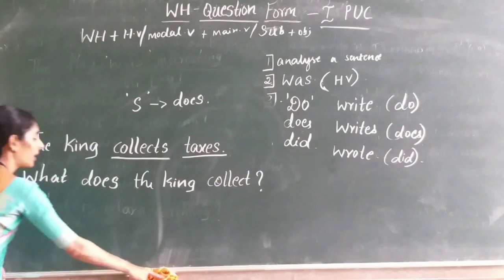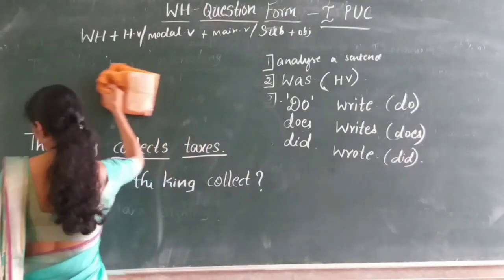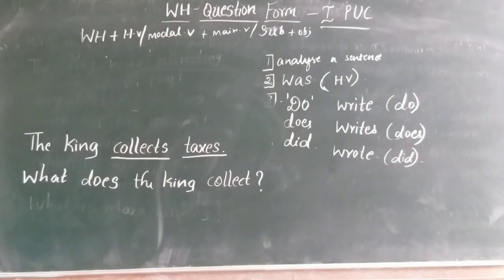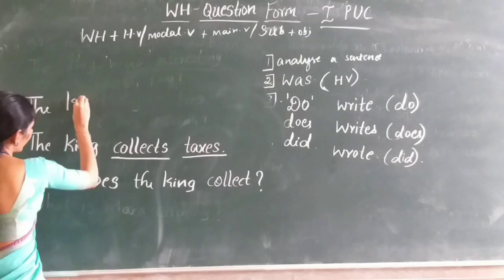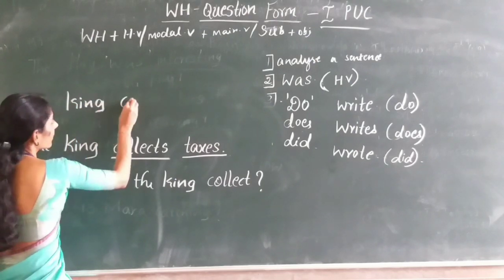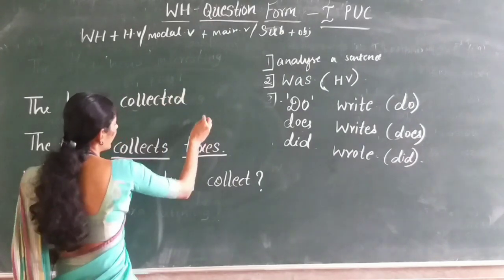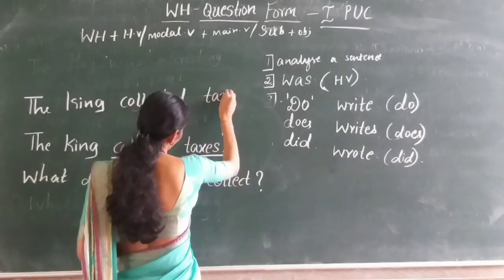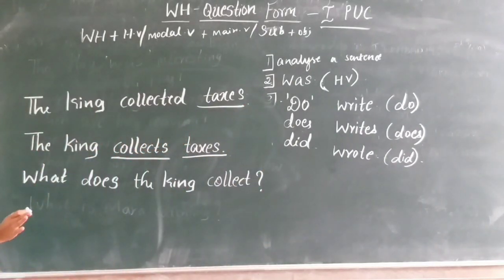Okay, now let me write the same sentence in a different tense. The king collected taxes. Same sentence, but what have I changed here? The tense. The tense of the sentence is changed here.